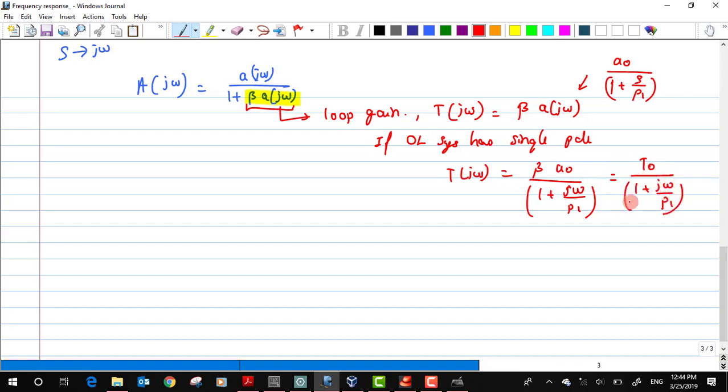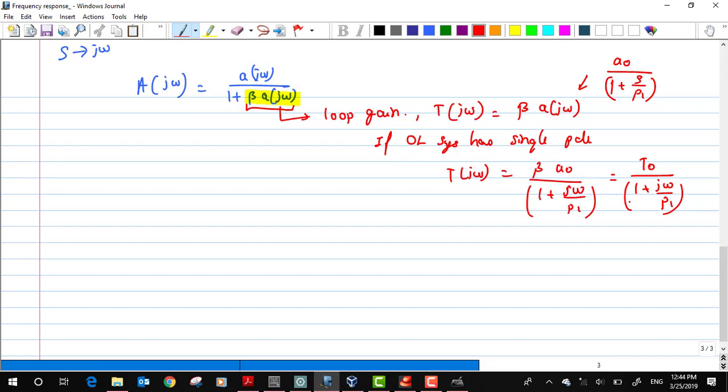So again, I can make one more conclusion. The number of poles that the loop gain will have depends on the poles that I have across my open loop system. Is that clear? If my open loop system has a single pole, then even the loop gain, even the closed loop, will have a single pole in it.